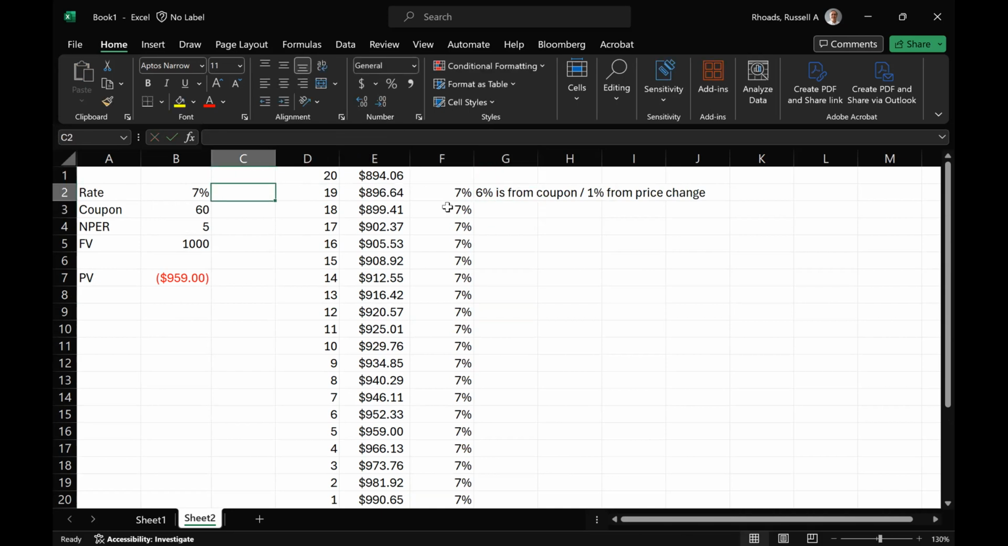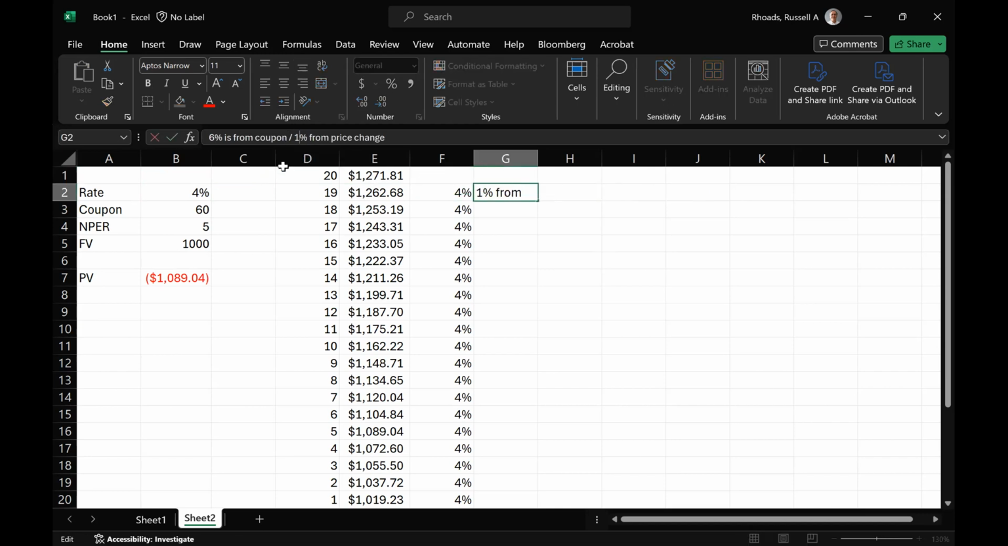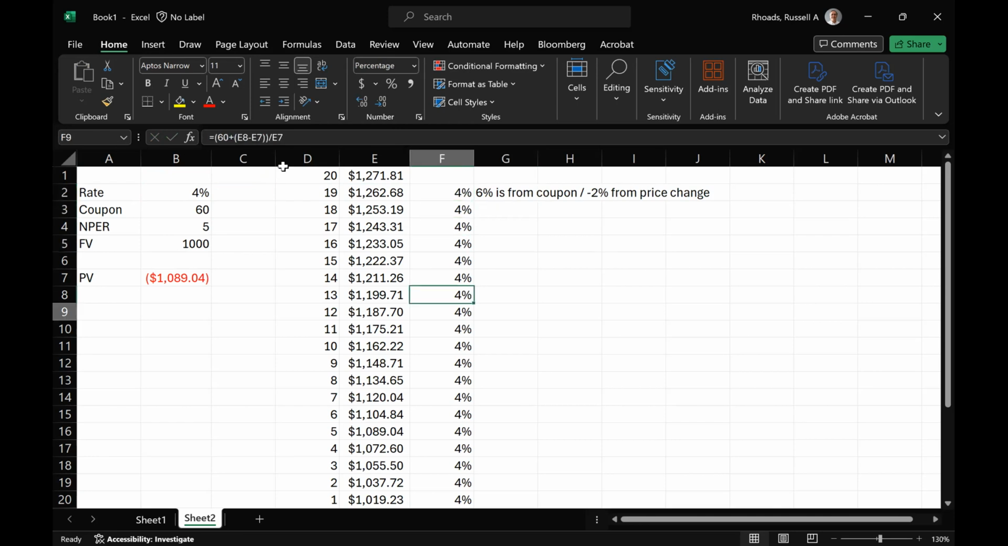Now, let's see how this works. So this is a discount bond because the price is lower than the face value. I'm just going to change it to 4%. Now, 6% from the coupon and minus 2% from the price change, for lack of a better way to put it. You can see that every year I have a 4% return. I lose some on the bond principal, which is going to work its way down to zero.